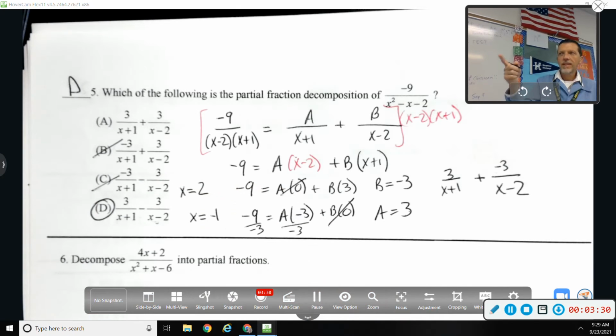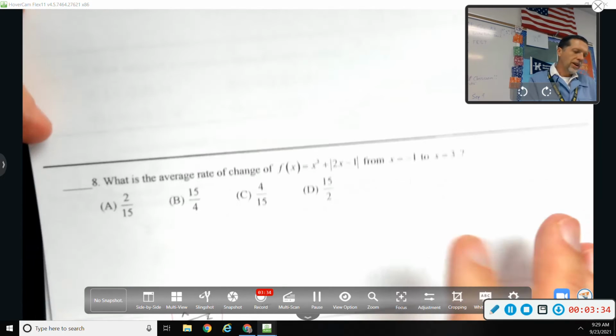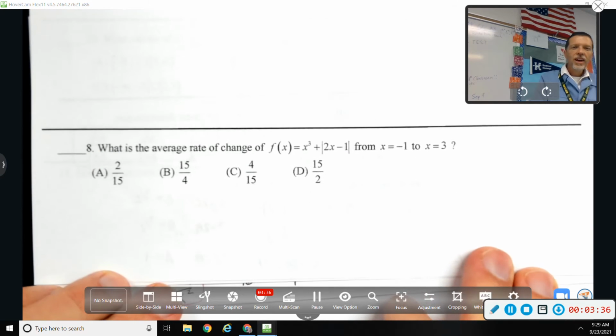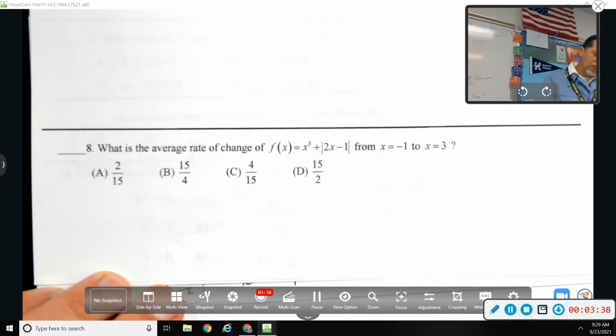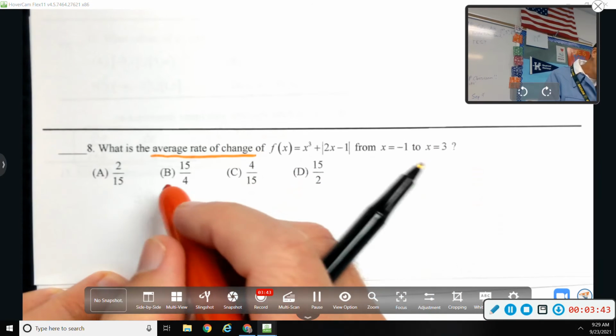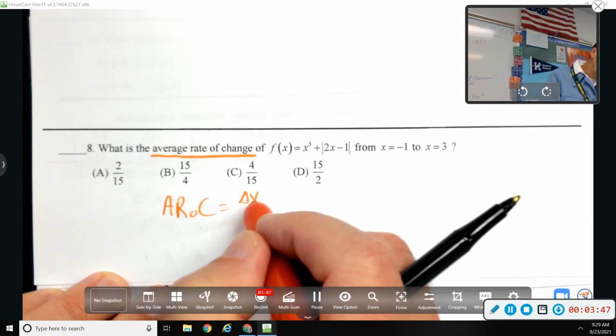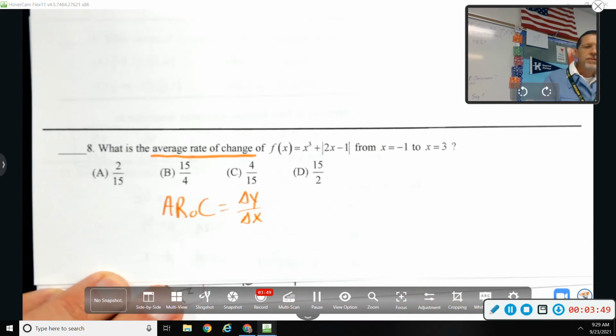Can you do number 8? Great minds think alike. Or number 8 is hard. One of the two. Average rate of change. This is old stuff, right? Average rate of change. That's good old Algebra 1 slope stuff.